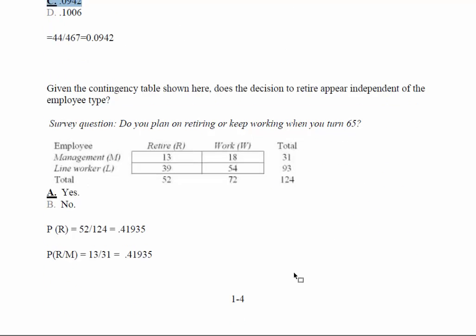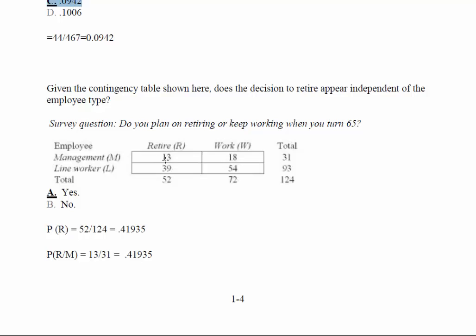Next question here. Given the conditions table shown here, does the decision to retire appear independent of the employee type? The survey question asked was, do you plan on retiring or keep working when you turn 65? Of the employees asked, there are some managers and some line workers. We basically want to see if your decision to retire or keep working depends on the type of job you have. Are you a manager or a worker? These are the answers.